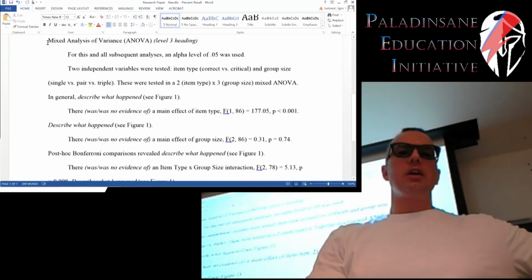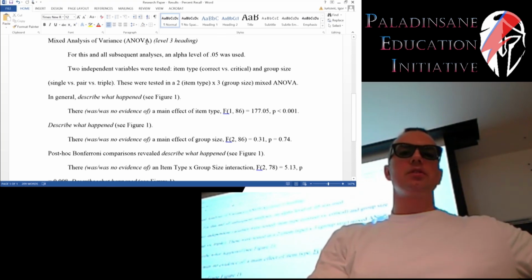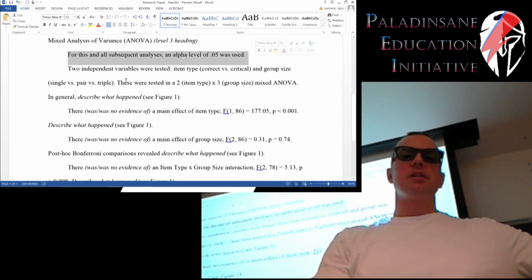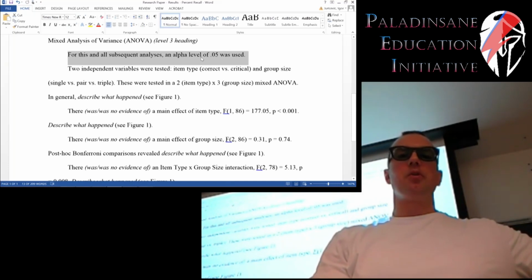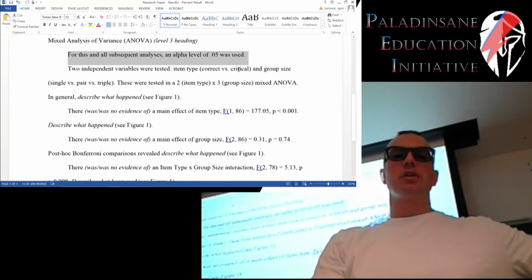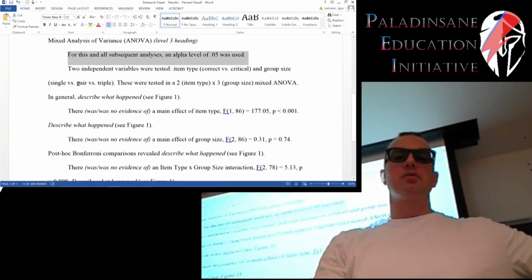So for the next section here, it's the mixed analysis of variance, which is the ANOVA. And again, this is just boilerplate language. For this and all subsequent analyses, an alpha level of 0.05 was used. 2 independent variables were tested: item type, correct versus critical, and group size, single versus pair versus triple.